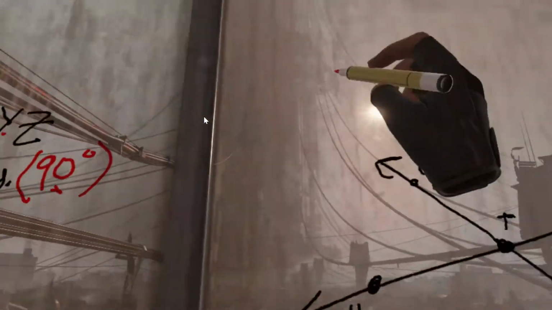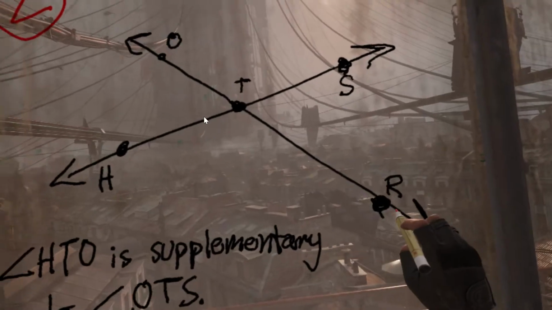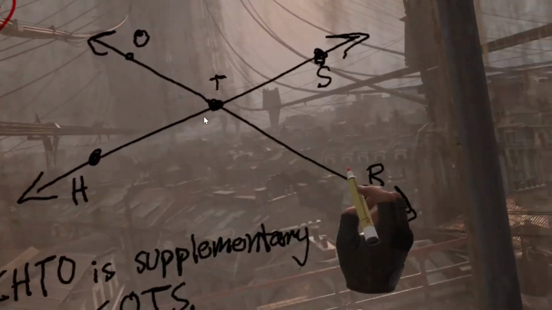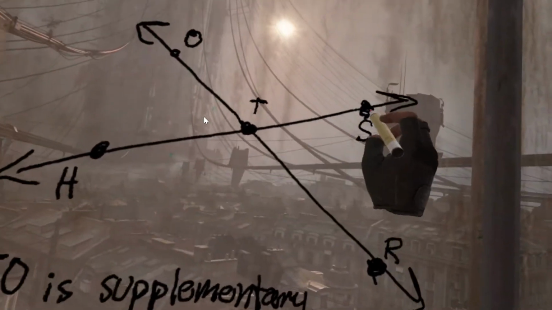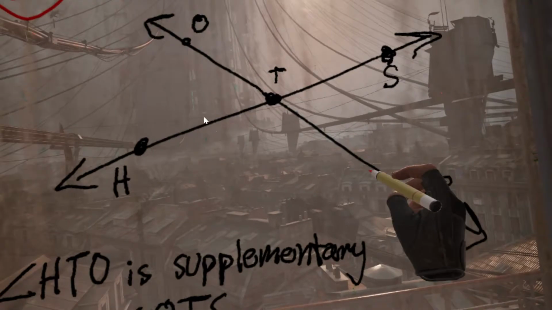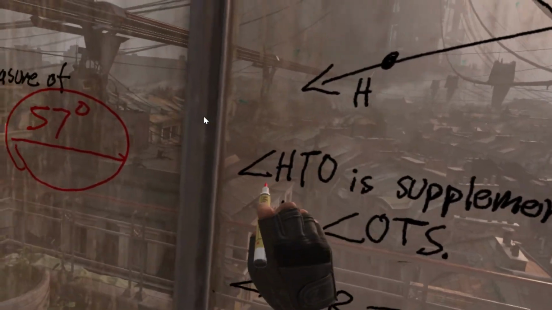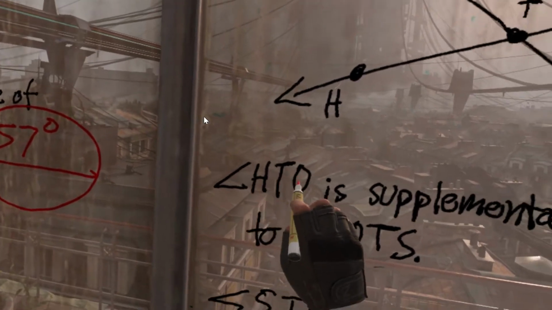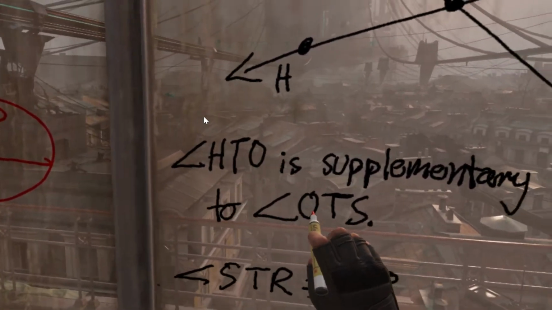Let's go on to our second problem. Here we can see two intersecting lines. The lines I have here are this line OR, which goes through the point T, and this other line HS, which again intersects with line OR at point T. And we have a couple of facts here. I know that angle HTO is supplementary to angle OTS.